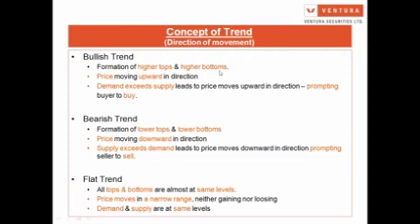So in a bullish trend we see formation of higher tops and higher bottoms, price moving upward in direction, and this happens because demand exceeds supply, prompting price to move upward and prompting buyers to go long in the script. That's why price moves upward and tops and bottoms form new higher tops and higher bottoms.